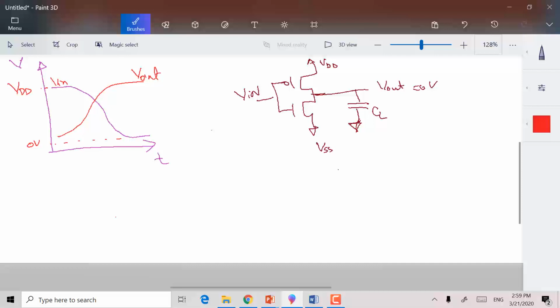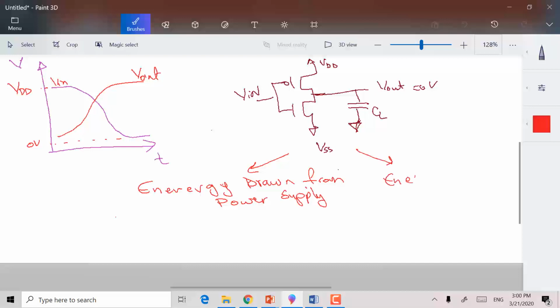Now, there are two things we would like to compute. First, energy drawn from power supply. And then the second thing is energy stored in the capacitor.